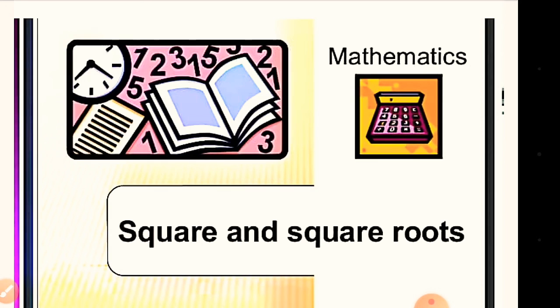So what do you mean by the word square? The majority of students will think that square means the geometric shape square that we learned in lower classes, with all four sides equal. Yes, that is also a square, a geometrical shape having all four sides equal. But here we are not talking about that square. Here this square is related to an algebraic term, so it is related to our algebra topic.